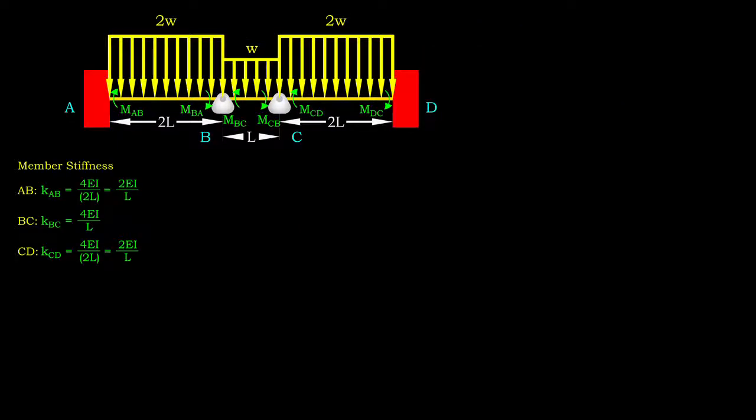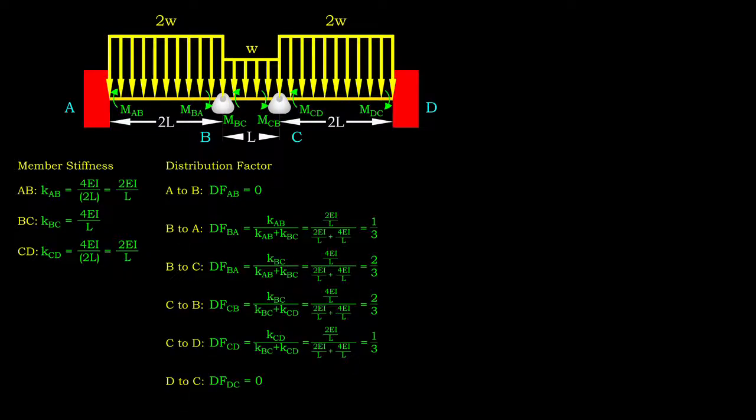For each member, we calculate the stiffness based on modulus of elasticity, second moment of area, and span length. After calculation, we know the stiffness of internal member is twice of that for end spans. For each span, we need to determine distribution factor based on the boundary condition at both ends.